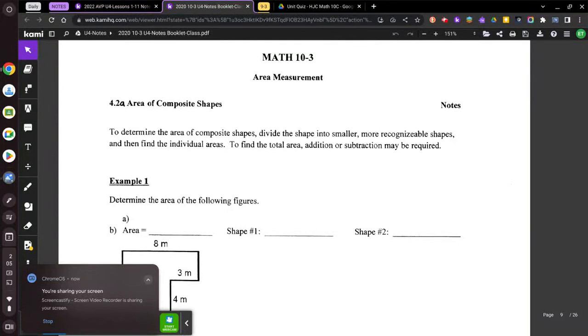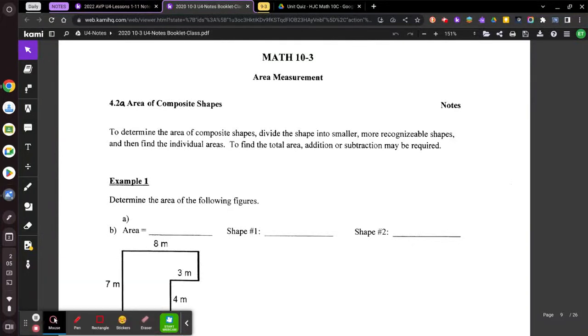Okay, this is Unit 4, Lesson 4.2a. So in this lesson, we're going to be just looking at objects that are combined with different shapes. So it's multiple shapes creating one object. However, you don't initially see the shapes inside. Sometimes you need to divide them up.